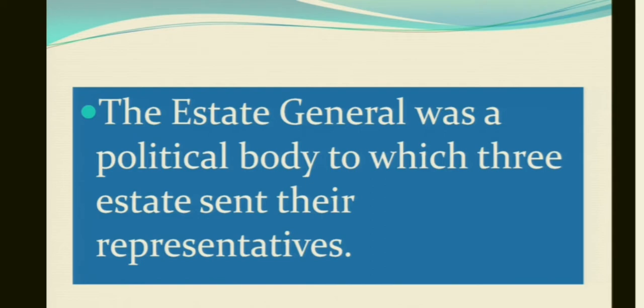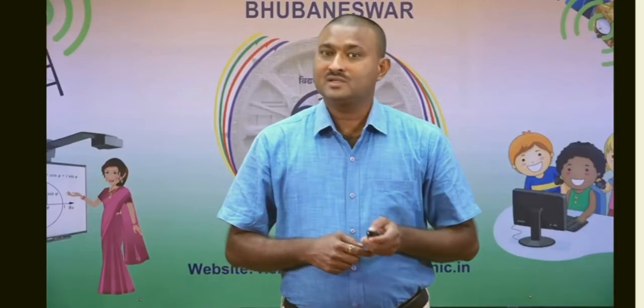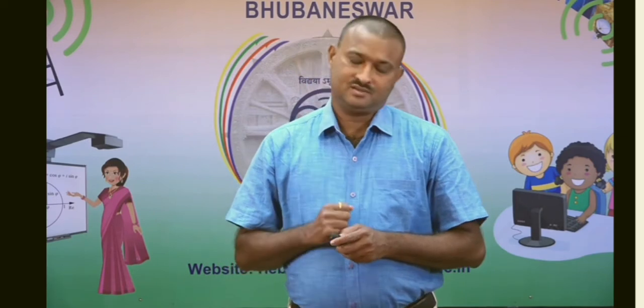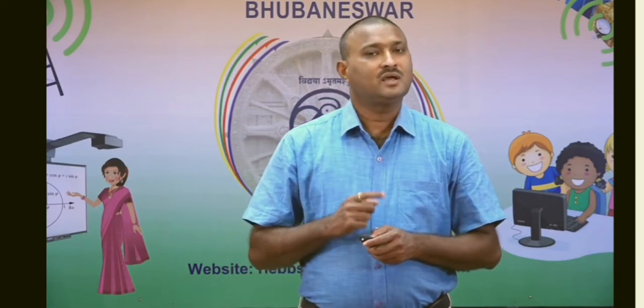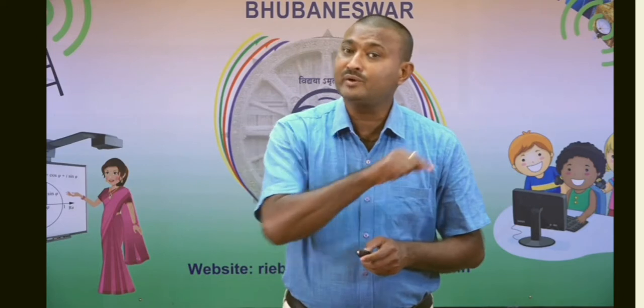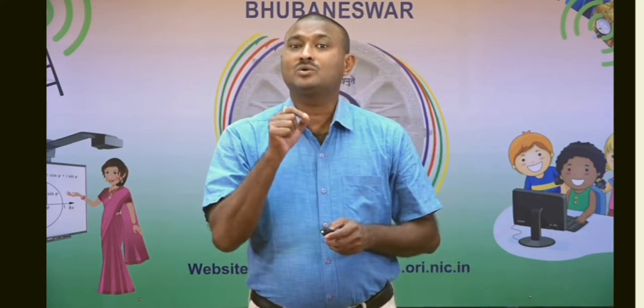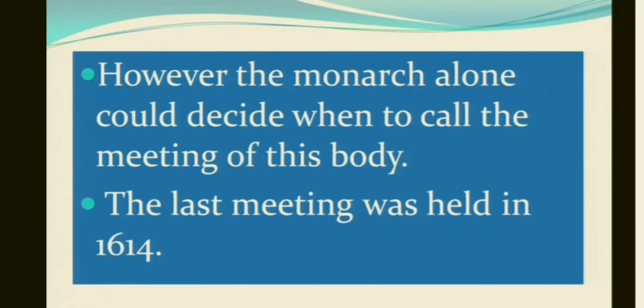And this State General had the power to impose new taxes on the people. The monarch didn't have the power to impose new taxes, but the monarch had the power to call the meeting of the State General.